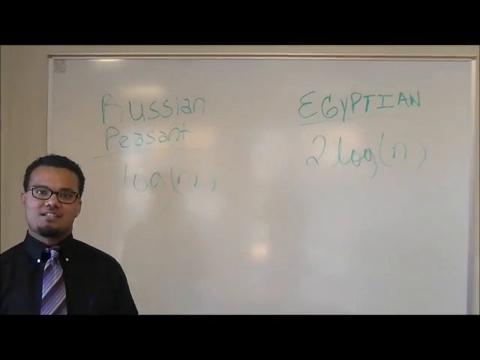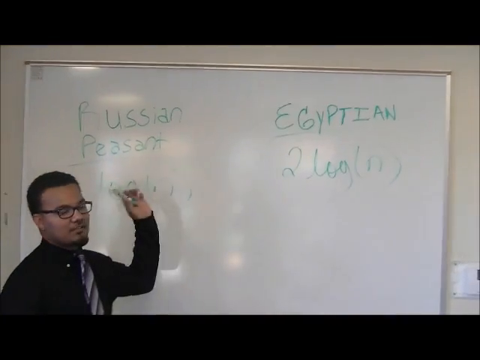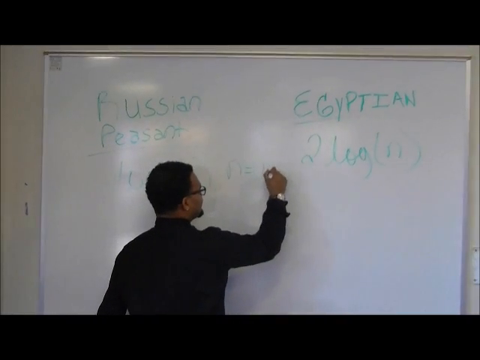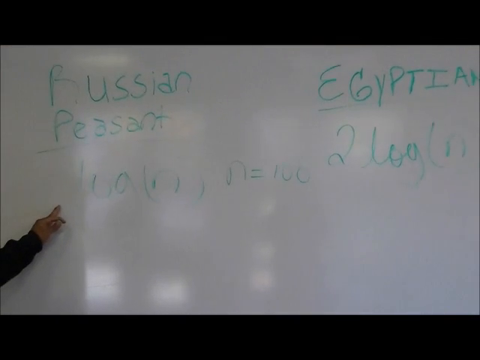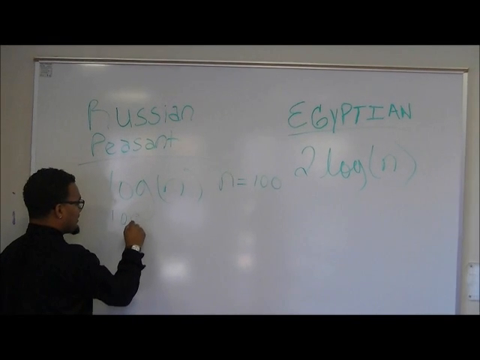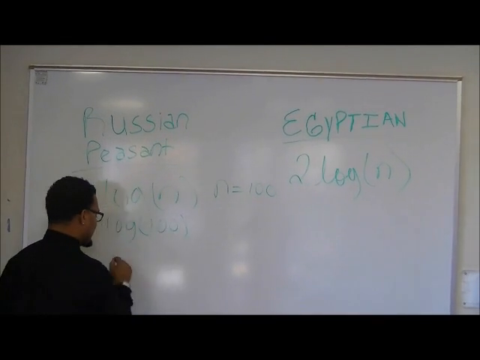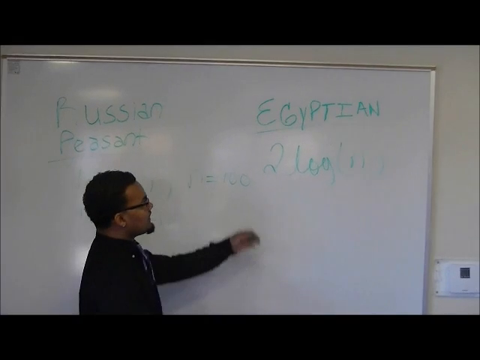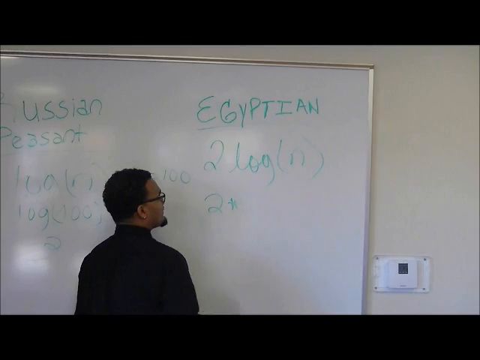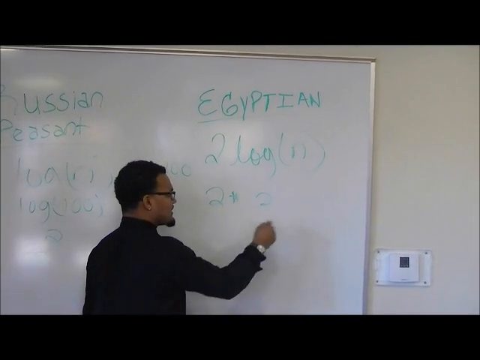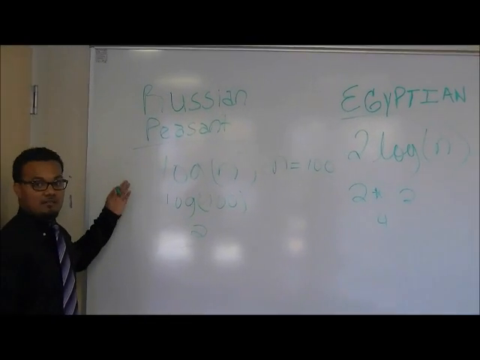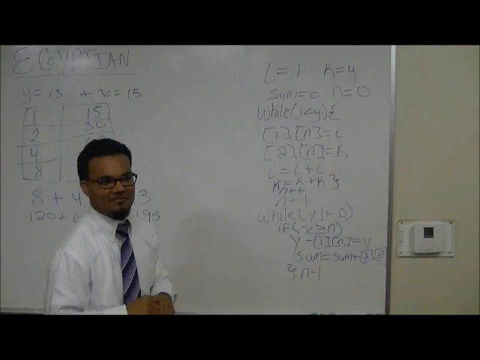Hi, now I will be explaining the time complexity for the Russian peasant and Egyptian algorithm. Now let's say we wanted to plug in n of 100 into the log of n for the Russian peasant. When plugging in 100 into the log function, this equals 2. Now when plugging in 100 to 2 log of n, we already know that log of 100 is 2. So 2 times 2 gives you 4. So as you can see, the Russian peasant will be the fastest algorithm to use.